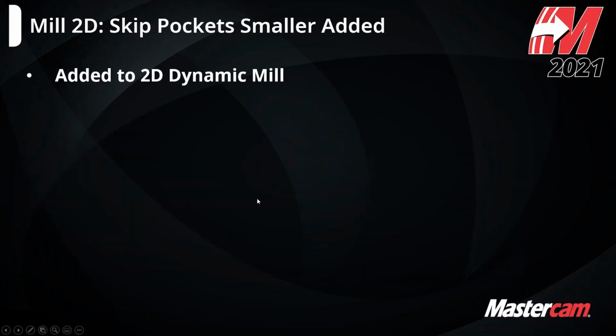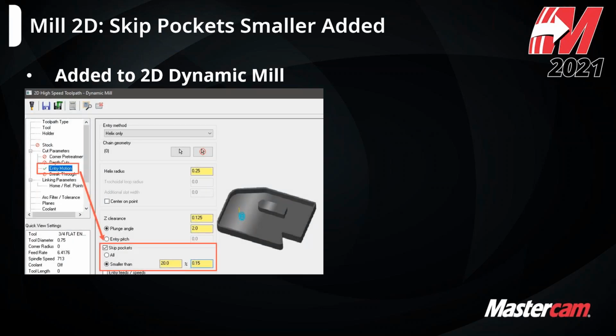I did mention this in the previous one, but I want to mention it again. We added the skip pocket smaller than option to the 2D dynamic mill. Previously, that was only in OptiRough or the 3D side of the software. It's on the entry motion tab if you're in the 2D dynamic mill, and there's that skip pockets option there. The smaller than is based on either a percentage of the tool or a given value.